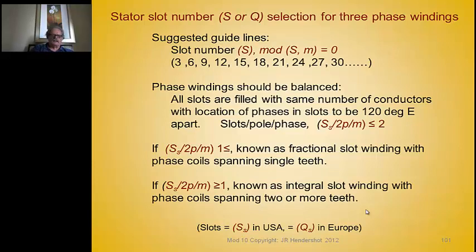You want to have all the slots full of copper just for ohmic losses. But when I say conductors, I mean the number of turns times 2. Conductors equals number of turns times 2. And so each phase for a three-phase motor has to have the coils distributed 120 electrical degrees apart.